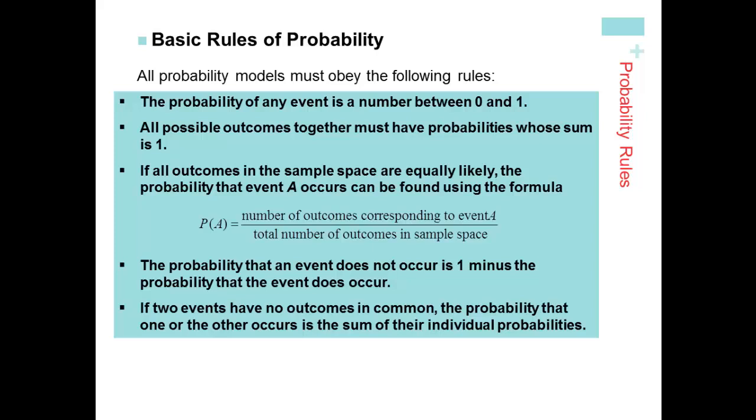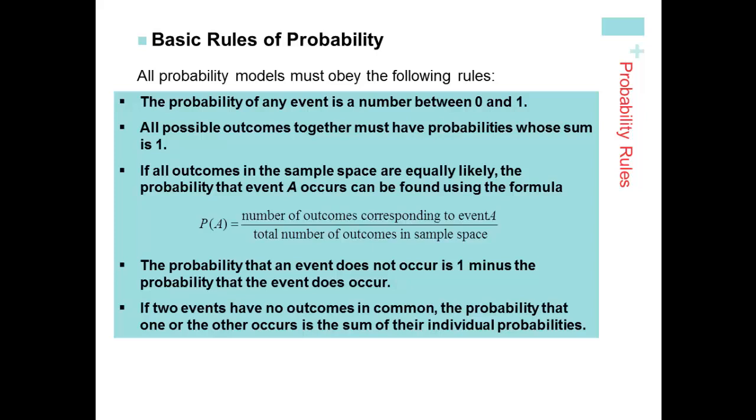Number 3, if all outcomes in the sample space are equally likely to occur, the probability that event A occurs can be found using this formula. The probability of A will equal the number of outcomes corresponding to event A divided by the total number of outcomes in the sample space.